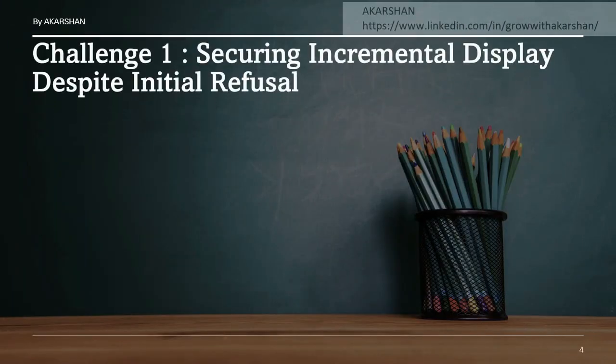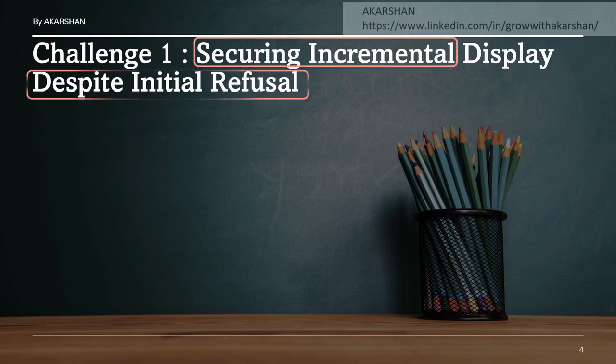Then comes the part, this is the challenge one, securing incremental display despite initial refusal. So what has happened is that your company, maybe your subordinate, your associate, has contacted a certain store manager, and you have told them, or your company has indirectly told them, that we want to sell a product through them, but they have refused. There could be n number of reasons. They may tell you the reason or may not, but you have to figure out, and you have to make this thing happen. So this is your challenge.